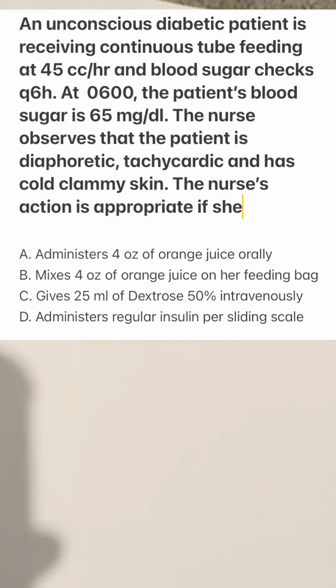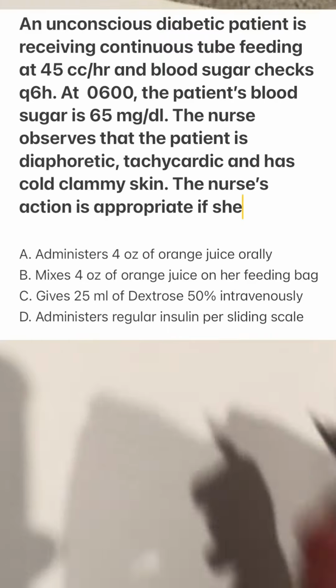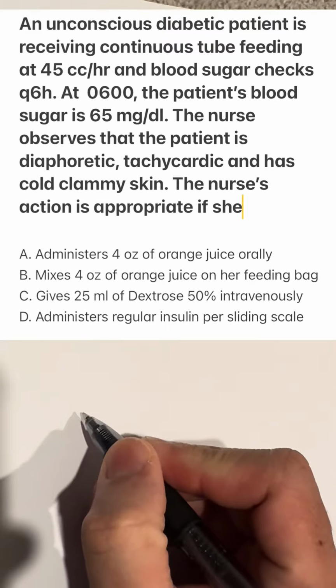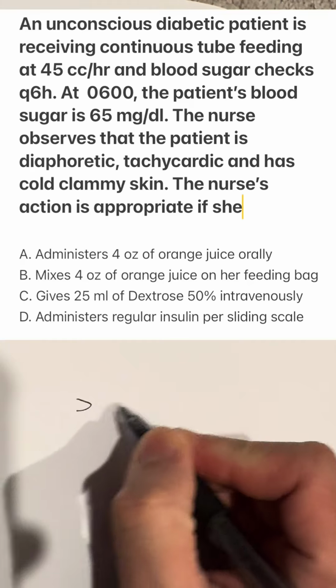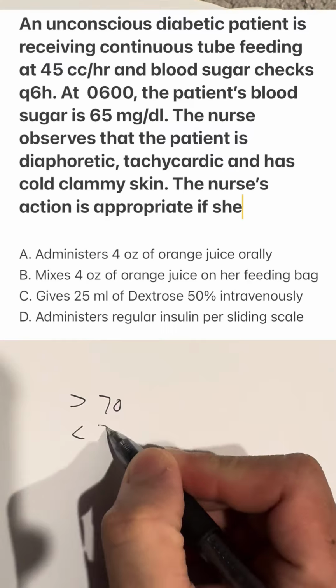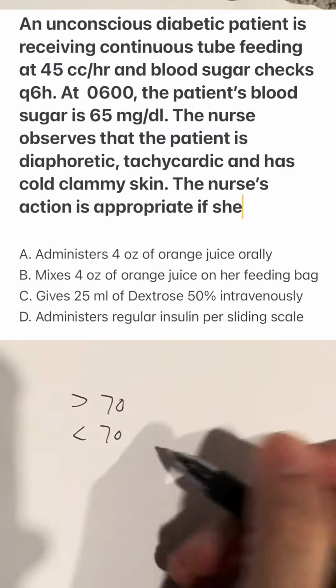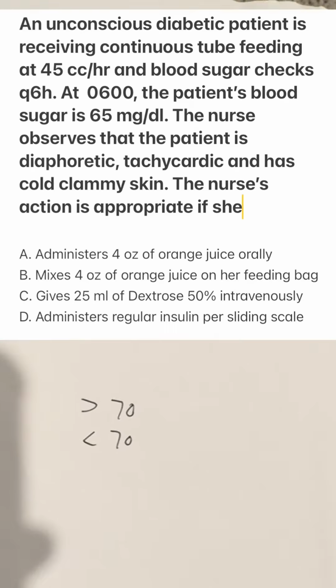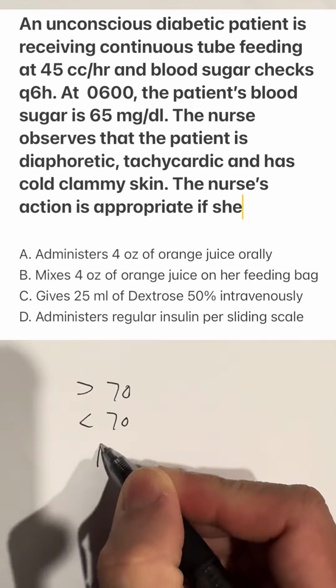So if the patient's blood sugar is 65, the normal number is supposed to be more than 70. If it's less than 70, then usually you give orange juice or some kind of juice. But the question says the patient is unconscious, so what is the nurse going to do? Let's eliminate one at a time.